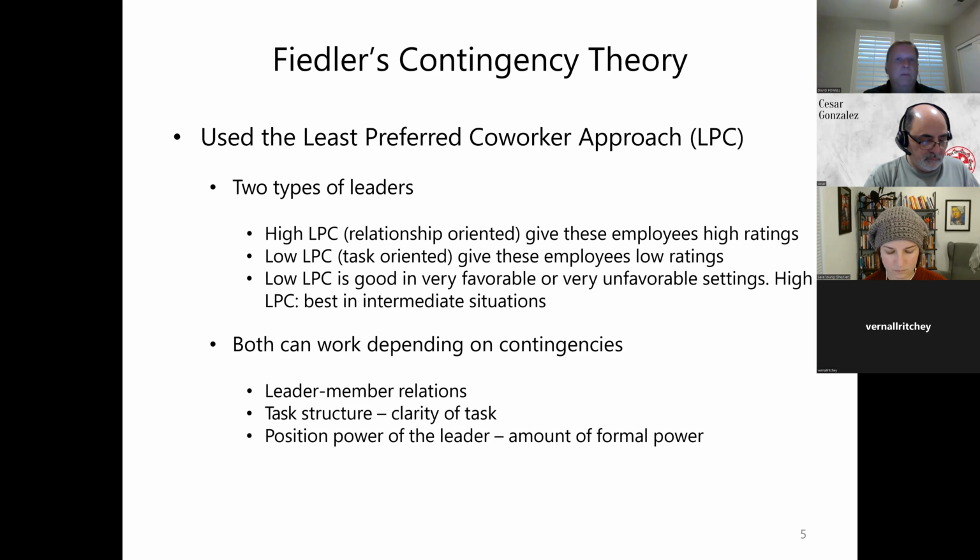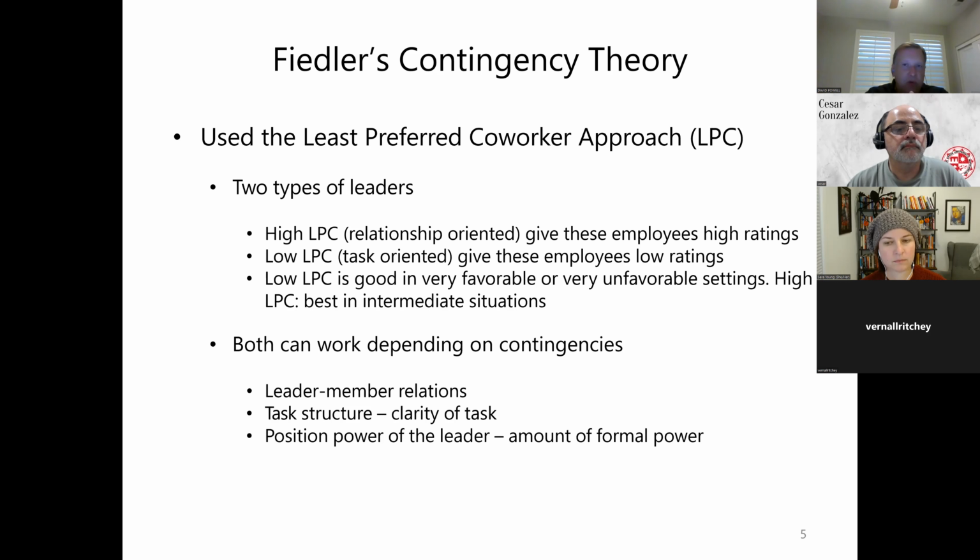The approach that works better, either low LPC or a high LPC, will depend upon a variety of different characteristics. One thing you'll want to consider is how favorable or unfavorable the work setting is. So if it's a very favorable or very unfavorable setting, it's a very clear-cut type of situation, that's when we see more of the low LPC approach to leadership. But that's usually not where we're at in our organizations. We're usually not at the extreme polar opposites.